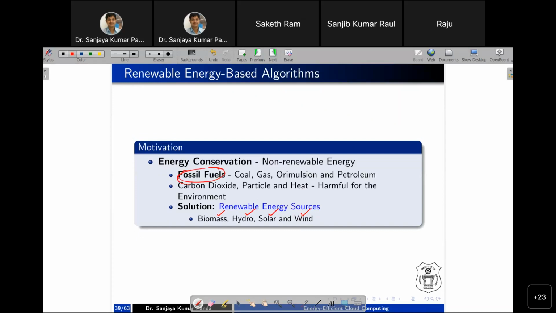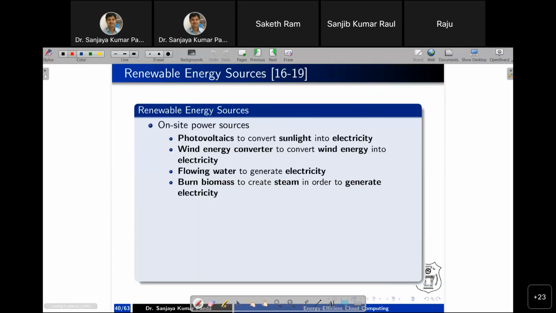They generate different kinds of gases, like carbon dioxide. They generate different particles, which are harmful not only to our environment but also to human beings. That's why we want to go to renewable energy. Suppose you are planning for sunlight. What you need is photovoltaics. They are going to convert the sunlight into electricity.